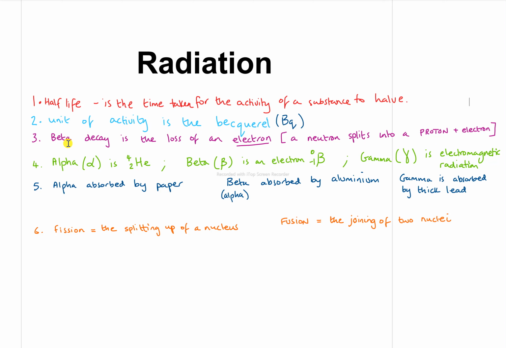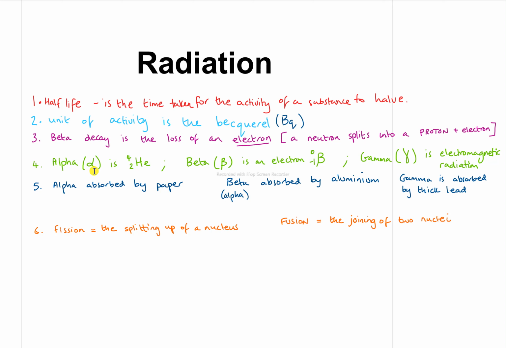Right, we know beta decay is the loss of an electron. Beta is the loss of an electron when a neutron splits into a proton and an electron. The electron sort of disappears off into the wilderness, and that's the beta decay.